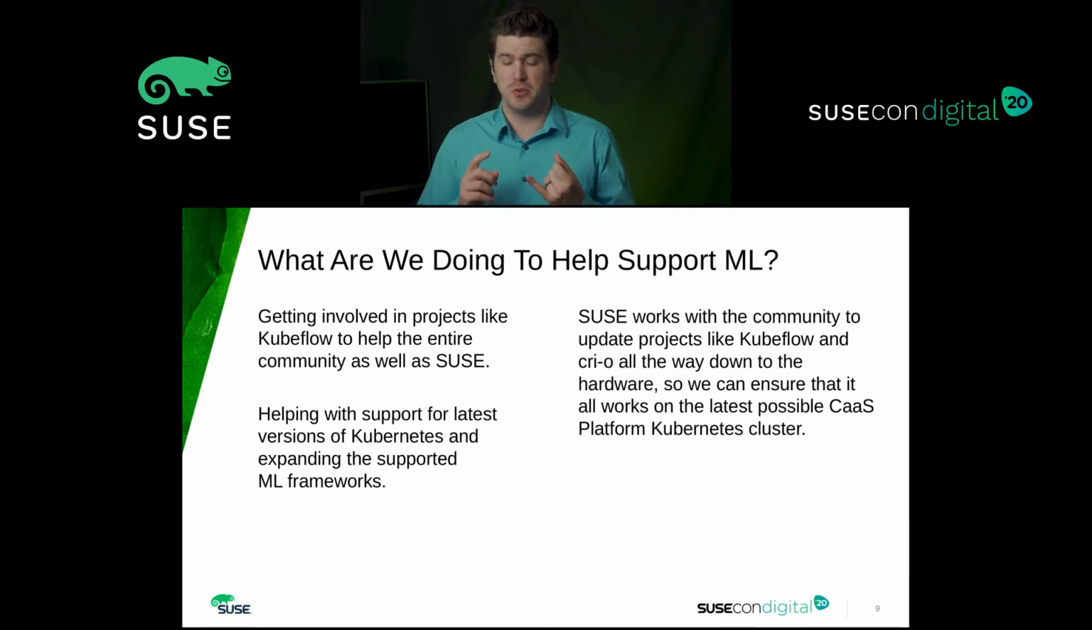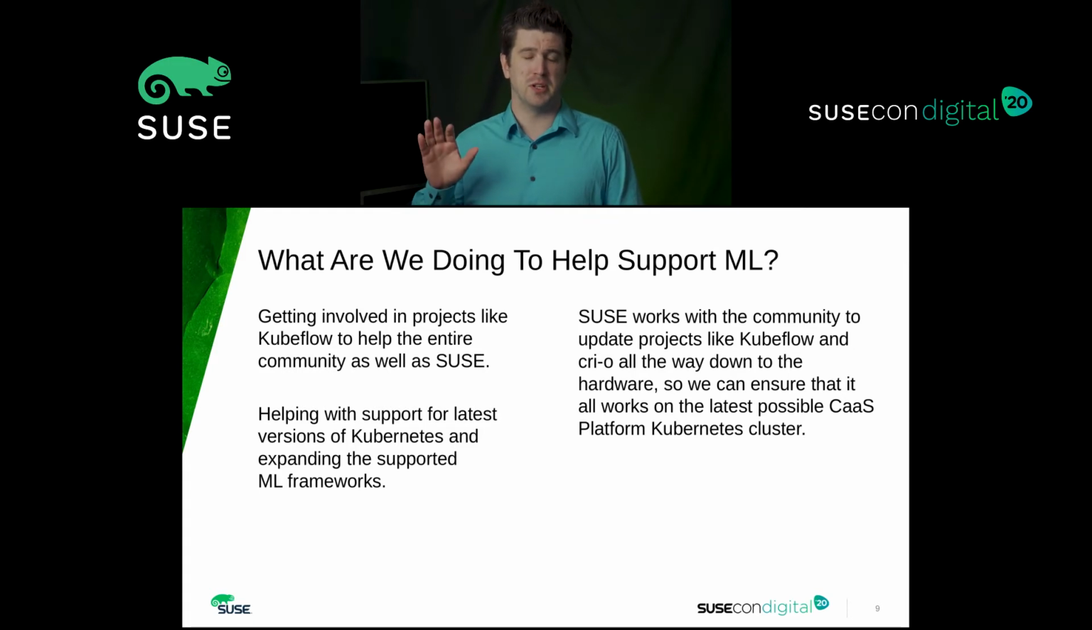So what have we done? We have started to support and developed a set of manifest files that are specifically designed to run on the open source CRI-O container runtime, as well as the Cilium network plugin. So we're starting to work on those, and those are available as of right now. You can go get them. You can test them out in a demo cluster. We are also looking to help support the latest versions of Kubernetes and expanding the support of ML frameworks that are supported in Kubernetes and in Kubeflow.